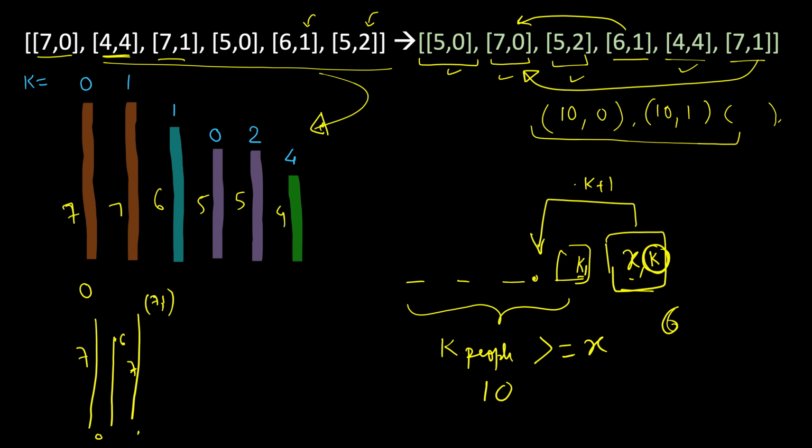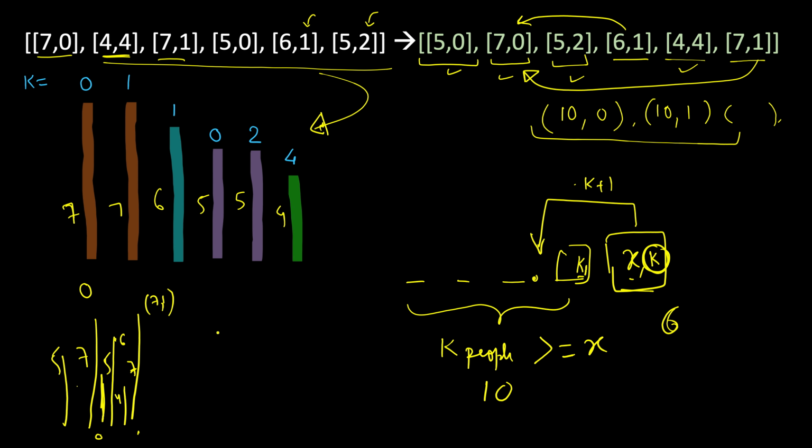Then we see 5, 0. So we move 5, 0 here. Still it will not impact any of these k values of any of these, since we have moved a smaller person in front. Next 5, 2. So we will move 5 here. And then 4, 4. So 1, 2, 3, 4. So we move 4 here.